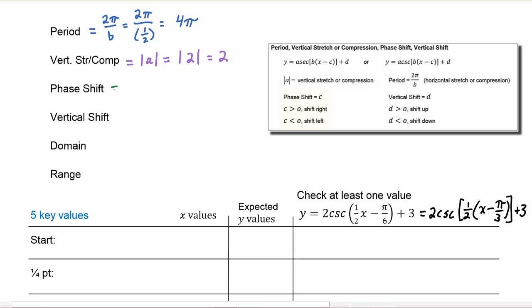The phase shift comes from C. C is what comes after the minus sign, so that is pi over 3, which means it's positive, so it's shifting to the right. The vertical shift comes from letter D, which is positive 3, so that means it is shifting up.